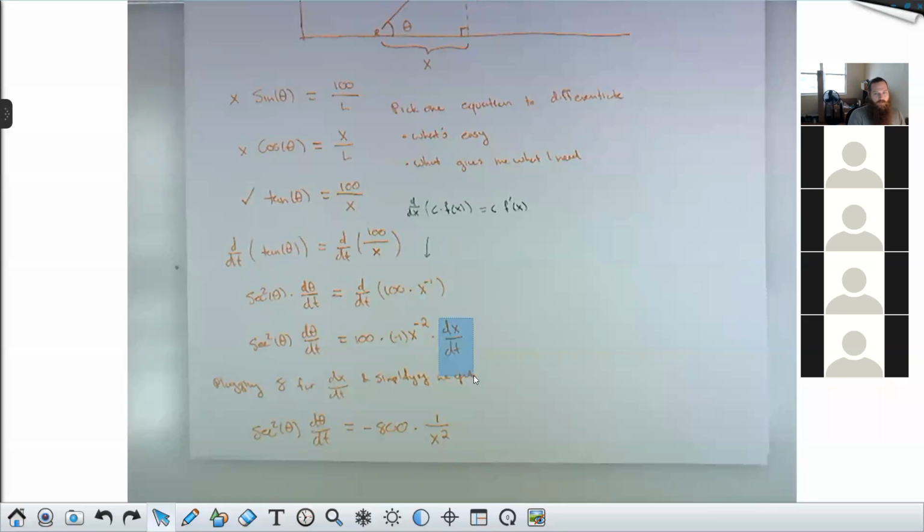So I plugged in for dx dt. This is 8, and 8 times 100 is 800. 800 times -1 is -800. X to the -2 is 1 over x squared. So I need to know secant squared theta, and I need to know 1 over x squared at the moment when L is equal to 200.